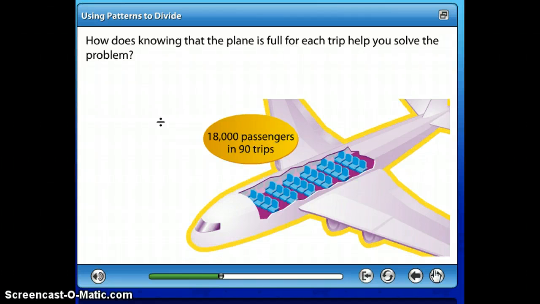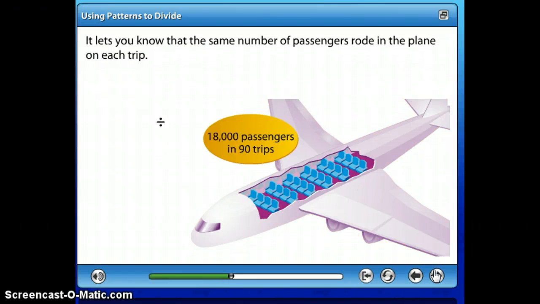How does knowing that the plane is full for each trip help you solve the problem? It lets you know that the same number of passengers rode in the plane on each trip. So we know we're talking about equal groups, the same number for each trip. So if we have equal groups, we know that division is a good operation to use.